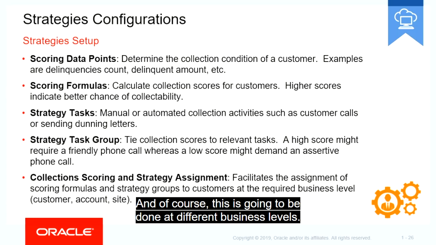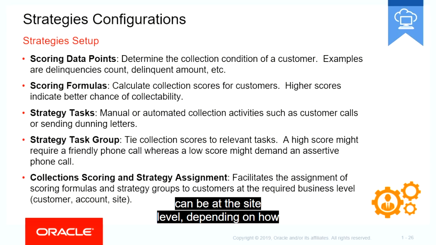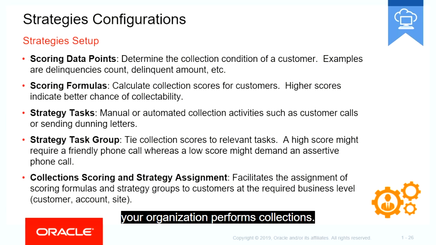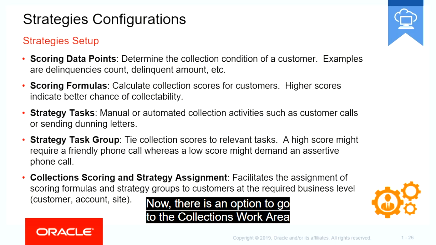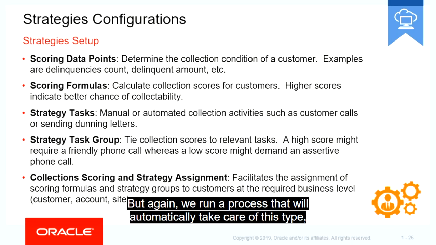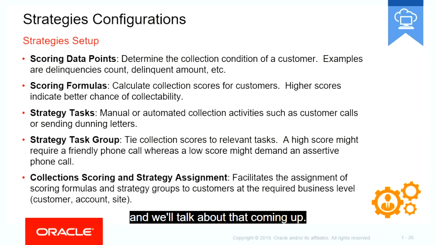And of course, this is going to be done at different business levels. It can be at the customer level, at the account level, or at the site level, depending on how your organization performs collections. There is an option to go to the collections work area and make a manual assignment of a strategy to a customer, but again, we run a process that will automatically take care of this step, and we'll talk about that coming up.